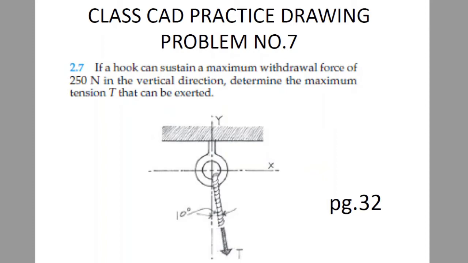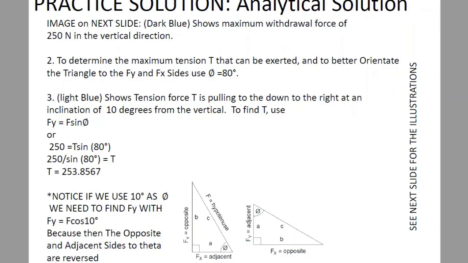Next, let's take a look at Class CAD practice drawing problem number 7 on page 32. Problem 2.7 reads, if a hook can sustain a maximum withdrawal force of 250 newtons in the vertical direction, determine the maximum tension T that can be exerted. Let's look at the analytical solution.